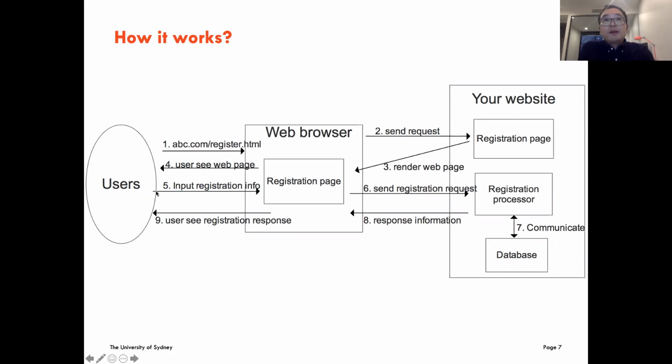The most important part is when users send register information request to the processor, and how the processor gets that information, how the processor communicates with the database to save this data, and how the processor sends the feedback information to the user. And this part will be the main steps we are going to show in today's lecture. All right, let's do this step by step.